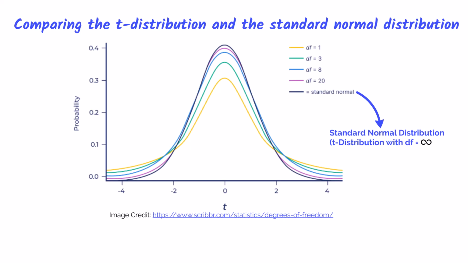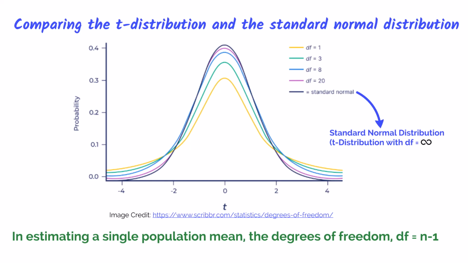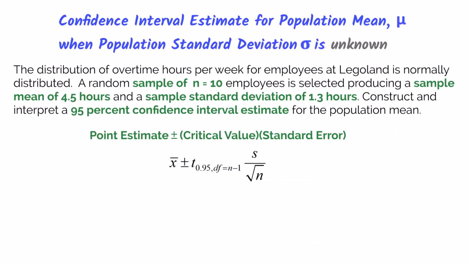You can see the standard normal curve here with the black line. This graphic has 4 different t distributions with degrees of freedom of 1, 3, 8, and 20. As you can see, as the sample size increases, the t distribution more closely matches the standard normal distribution. So we calculate the degrees of freedom as the sample size minus 1. So let's look at an example.